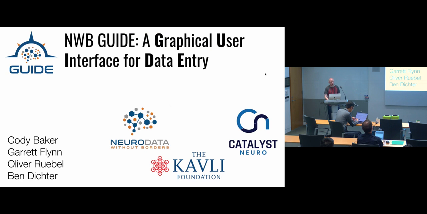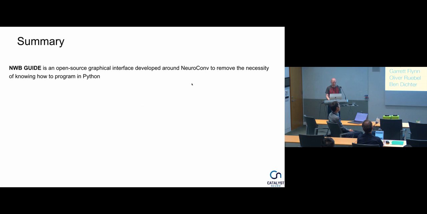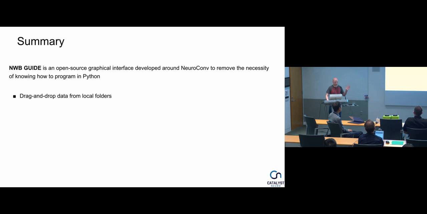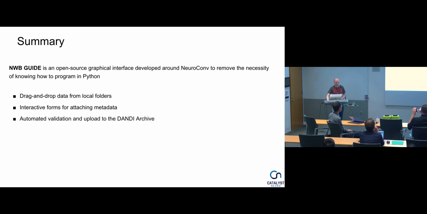Okay, so that's the core of NeuroConv, but I would like to take a short amount of time to show you the NWB guide. I guess a quick background. It's been mentioned several times here. It's an in-development, open source graphical interface developed around NeuroConv, basically just a really nice wrapper. But it completely removes the necessity to know anything about Python or about NWB, because, like a TurboTax form, we just take you through it from start to finish. Drag and drop all of your data from local folders, you don't have to type anything out. Interactive forms for attaching all metadata, and those forms will be auto-populated by whatever NeuroConv finds. Automatic validation, and even automatic upload to the DANDI archive.